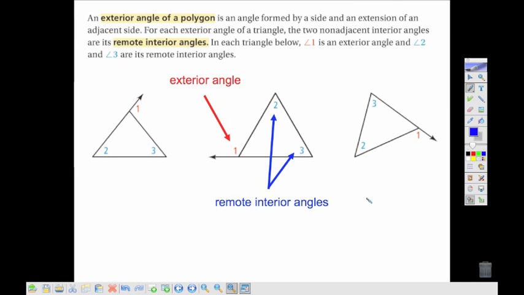The next thing we look at are the exterior angles. Now this could be for any polygon, but right now we're looking at triangles specifically. The exterior angle is if we extend the side coming out, and that angle out here will be the exterior angle. The remote interior angles then are the ones across from it. So it would not be this angle here, angle 4. That's not a remote interior angle, just the ones that are across from it.